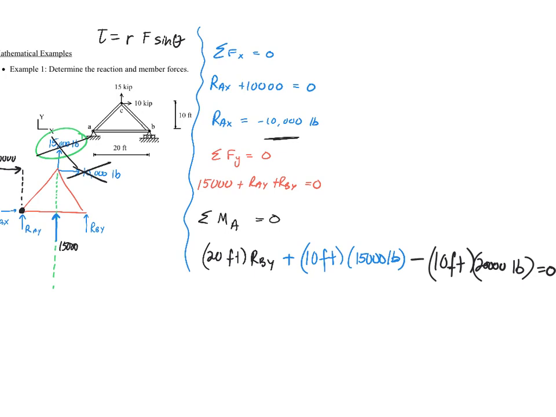Negative 200,000. We got 10 times 20,000. That's going to be a negative. I'm going to add that over. From that, I'm going to subtract 150,000, which is 50,000. Divide that by 20. We get 2,500.